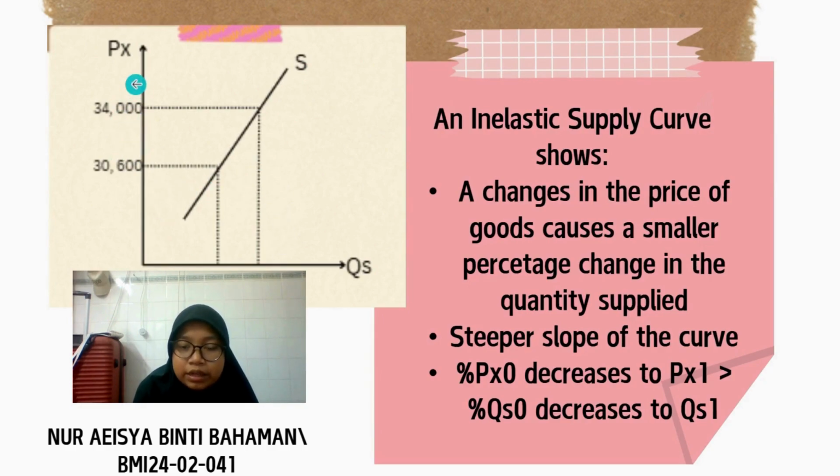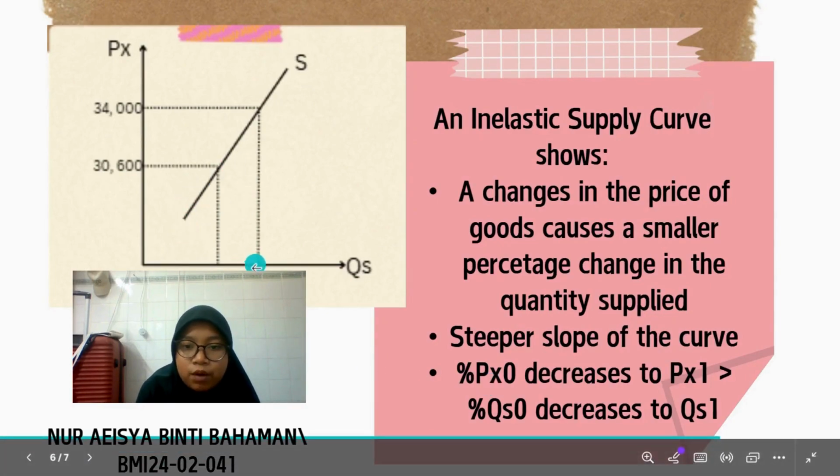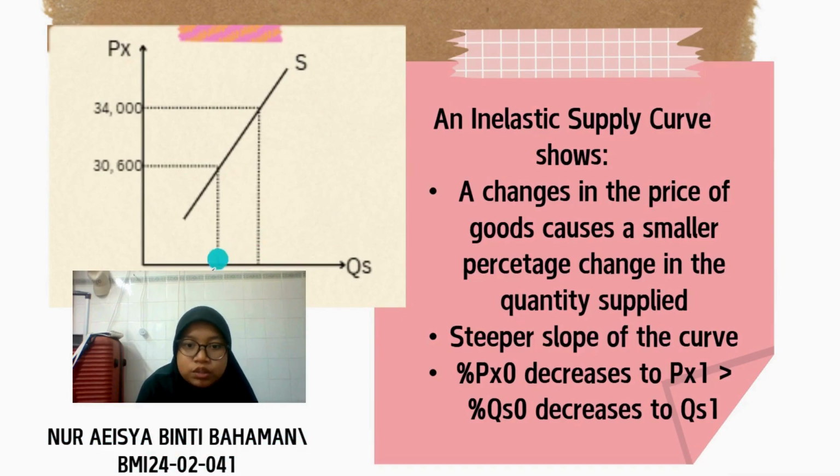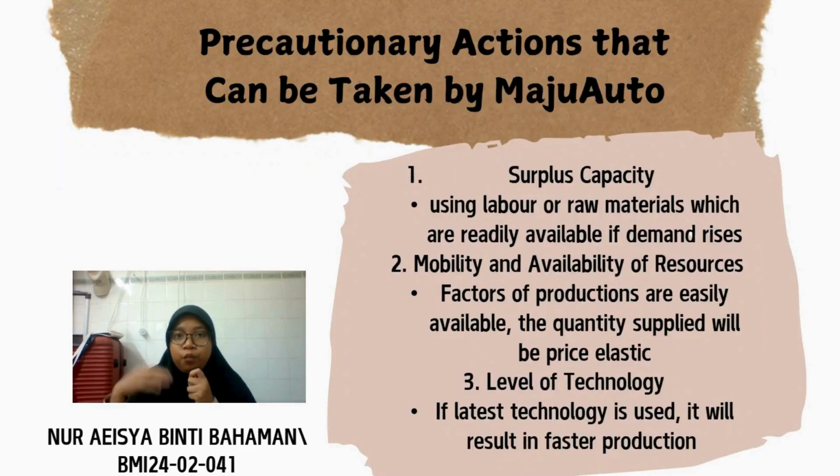So the price change makes the percentage of quantity supplied change by only a bit, and it has a steeper slope, where the percentage change in price from the old one to the new one is much greater compared to the change in quantity supplied from the old one to the new one. So when we know that it has an inelastic curve, we know that the supply won't be able to meet the demand that has been surging.